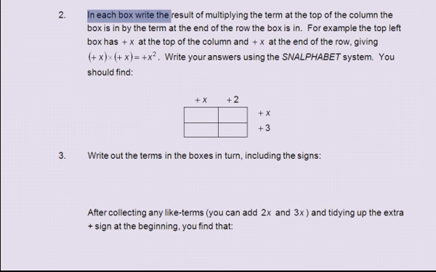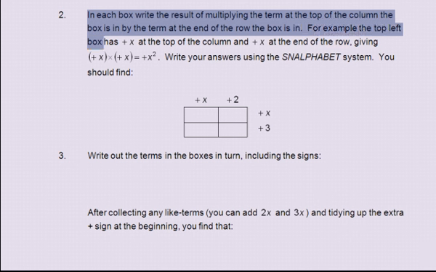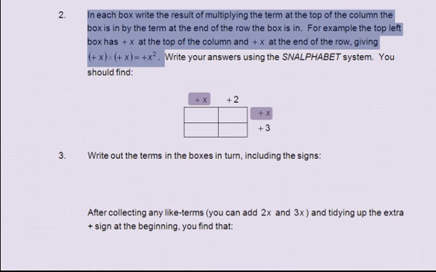In each box, write the results of multiplying the term at the top of the column the box is in by the term at the end of the row the box is in. For example, the top left box has plus x at the top of the column and plus x at the end of the row, giving plus x multiplied by plus x equals plus x squared. Write your answers using the Snalphabet system.